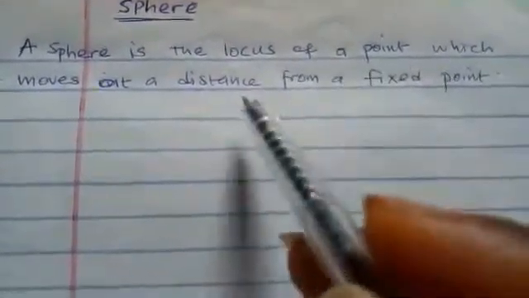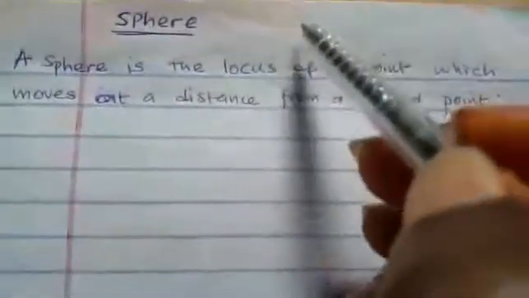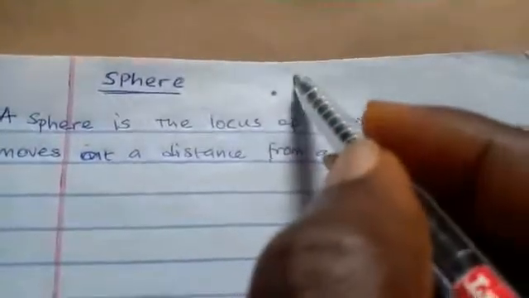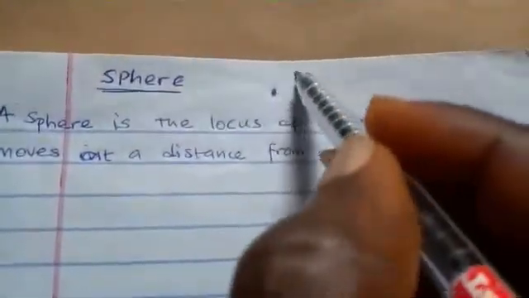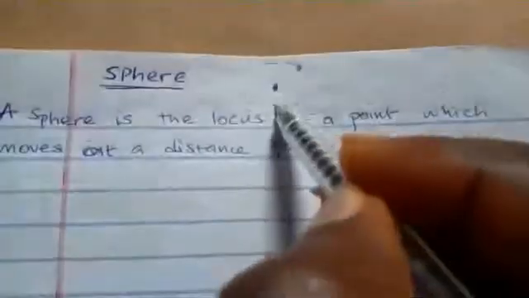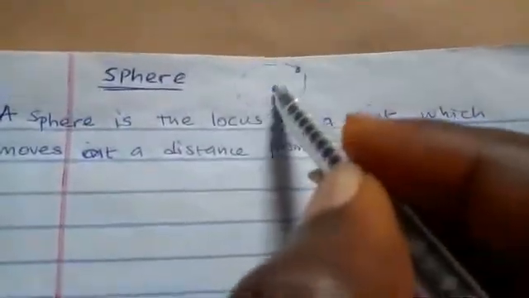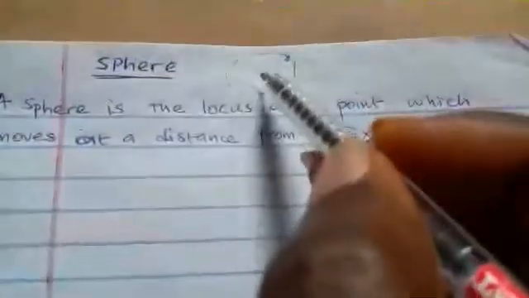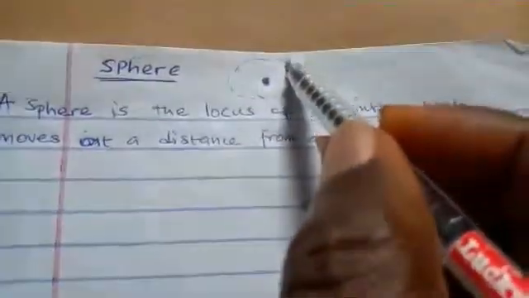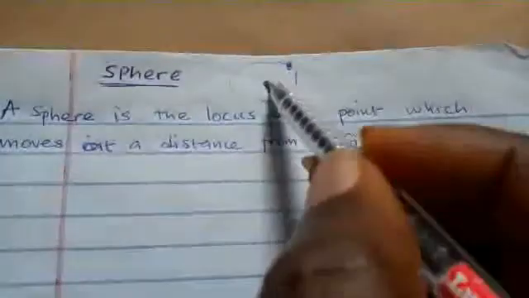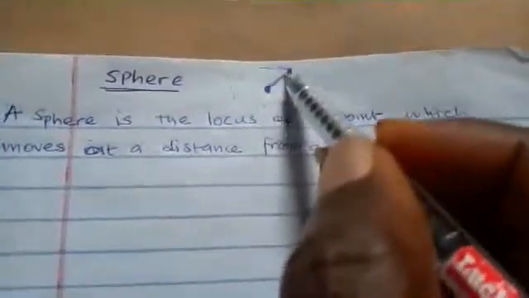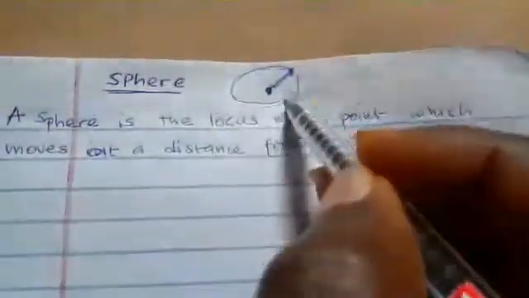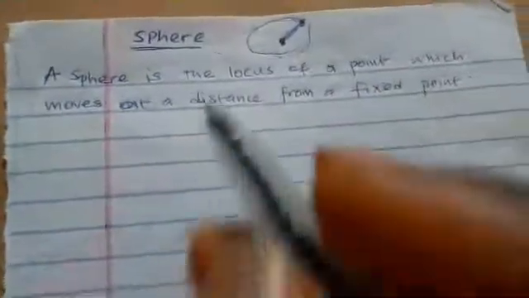So what that simply means is that it's a set of points that is moving in such a way that its distance from a fixed point here is always the same. No matter where it moves, it will always be the same. So this fixed point that they are talking about here, we call it the center of the sphere, while this equal distance here, we call it the radius of the sphere, and this is the circumference of the sphere.